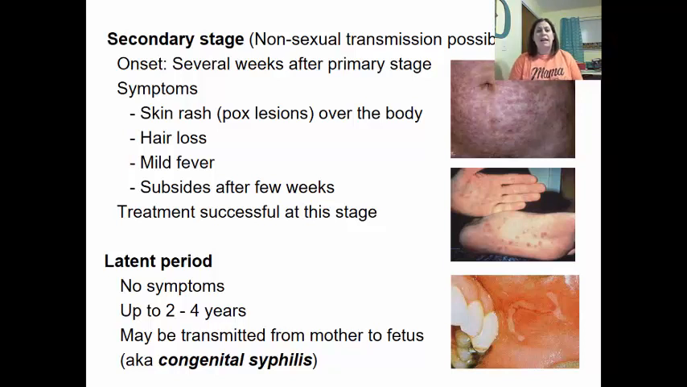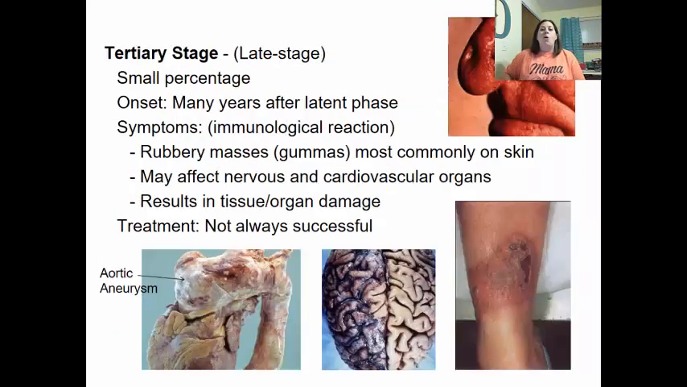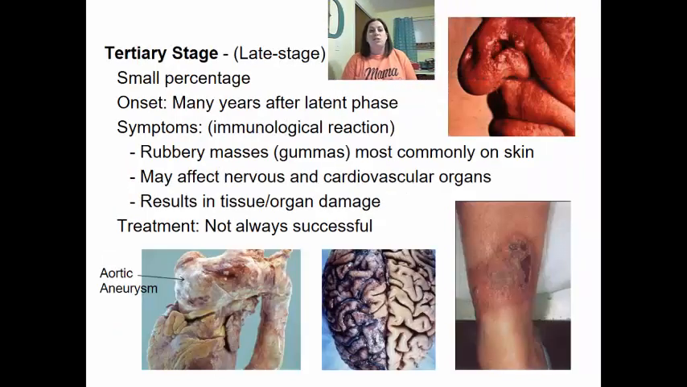We then have the latent stage. There's no symptoms here. It could last up to 2 to 4 years. It may be transmitted from mother to fetus at this point, and this is also known as congenital syphilis. We then can see the late stage, which is the tertiary stage. There's a small percentage of individuals that this progresses to that tertiary stage. This is going to happen many years after the latent phase.